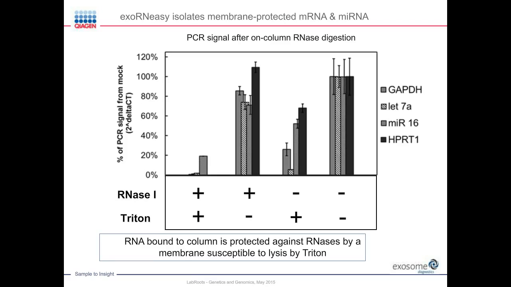Only if we add Triton as well, this is the group of columns to the left. When we add RNase together with Triton, you can see that the RNA is pretty much entirely gone, destroyed by the RNase. And so the Triton indicates that this is a membrane that protects the RNA from the RNase, so a vesicular membrane. And if we add Triton alone, we do see some degradation. This is presumably due to some RNase that is still present on the membrane that has been carried over from the plasma sample at this point. So I think this shows very nicely that the RNA we isolate from the membrane is protected by a vesicular membrane.